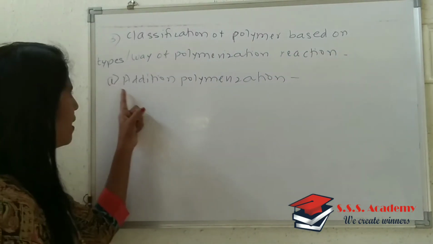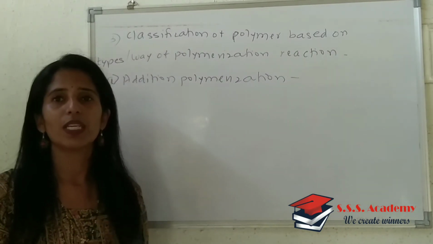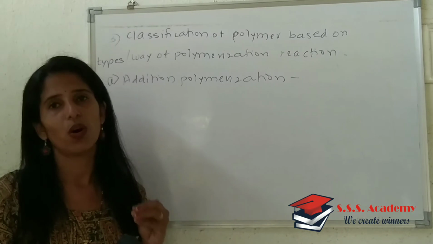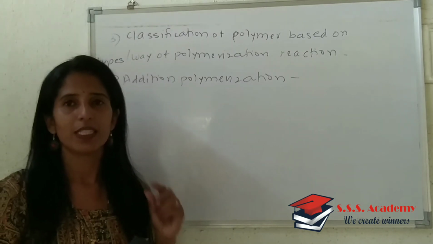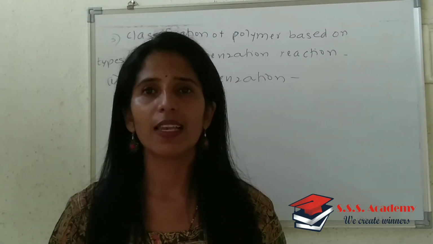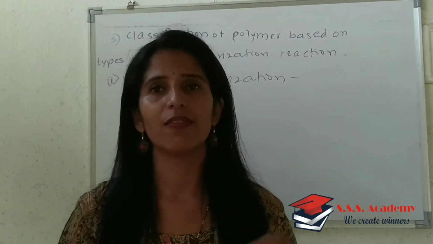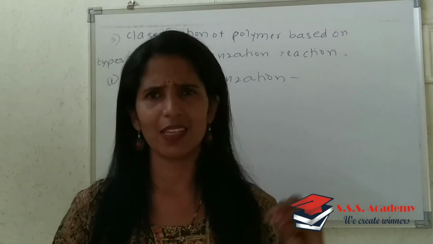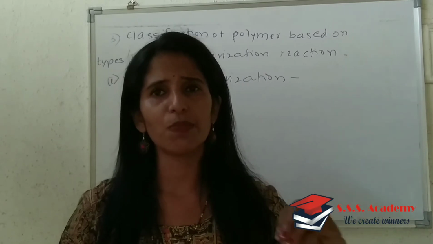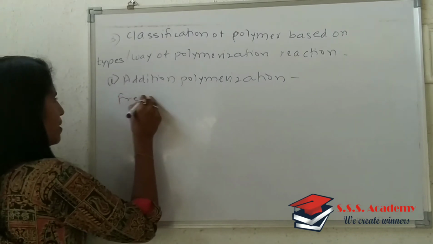After that, write the title as addition polymerization. What will you write in that? In addition polymerization, monomer units undergo simply addition without removal of simple molecules or without formation of intermediate. Second point, this type of polymerization is usually observed in alkene type or vinyl type molecules. Therefore, it is also called vinyl polymerization. We will see some simple examples. Third point, addition polymerization can be better explained by free radical mechanism.